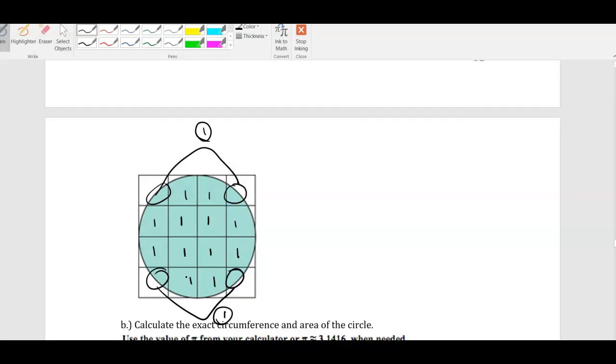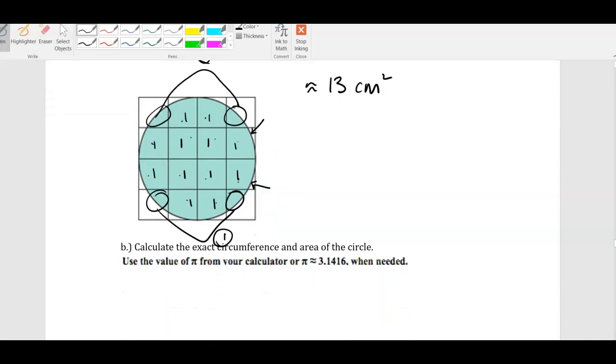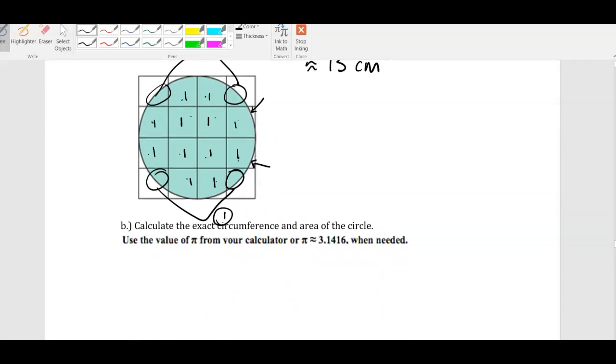and we could do it this way and make it a high estimate. So 1, 2, 3, 4, 5, 6, 7, 8, 9, 10, 11, 12, 13, 14, but we know we added a little bit too much because some of these were missing, so I would say take off a little bit, and maybe it's 13-ish, okay? And then let's go down here, and we're going to calculate the exact circumference and area of a circle.